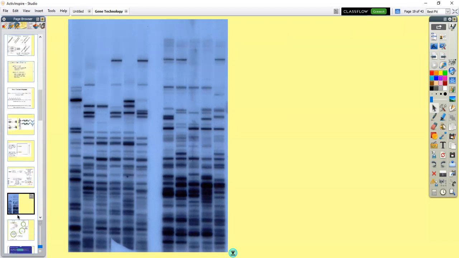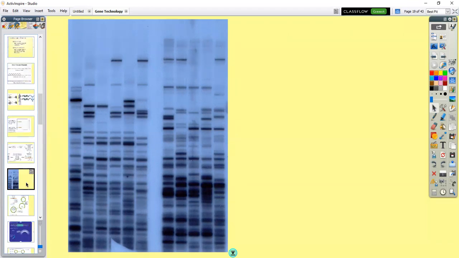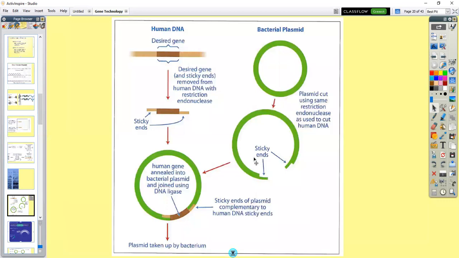Okay, the next bit's looking at gene transfer. So transferring donor DNA or genes into a recipient cell. One way that is done is by using bacterial plasmids. Okay, so a bacterial plasmid is just a circular piece of double-stranded DNA. You can use a restriction enzyme to cut that up so it leaves your sticky ends. You can also cut a desired gene. So for example, an insulin producing gene is often talked about.